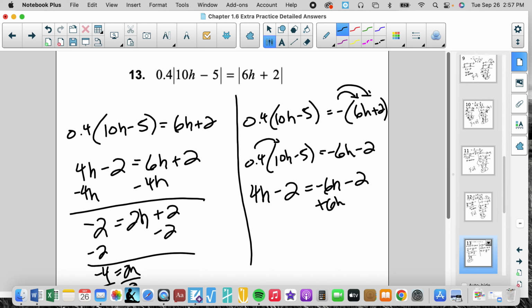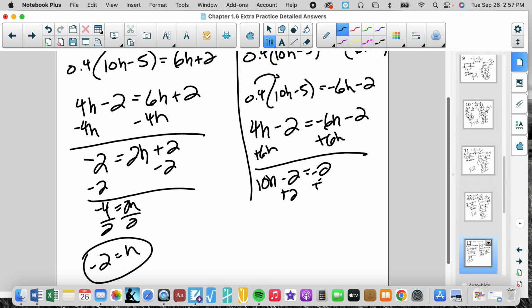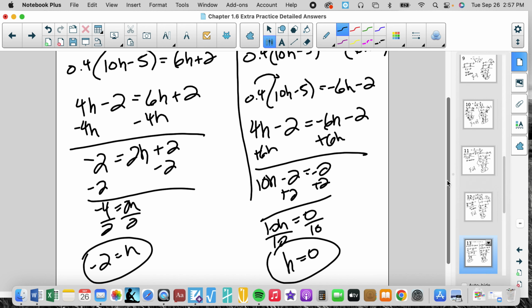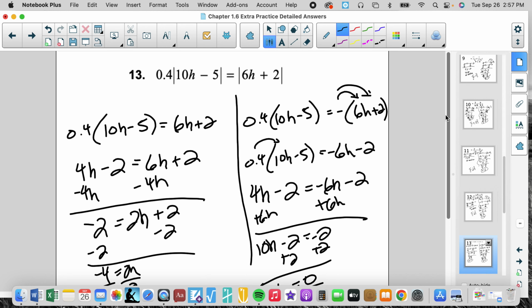We'll add the h's. 10h minus 2 equals negative 2. We'll add 2 to both sides. We get 10h equals 0. Divide by 10. h equals 0. So those are the two possible solutions. We're going to go and test and see if there are any exclusions.